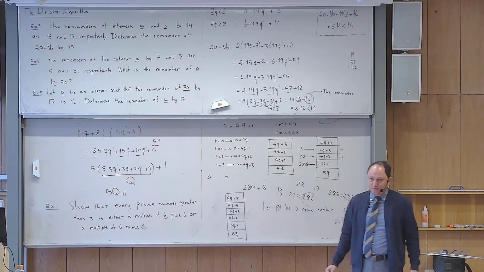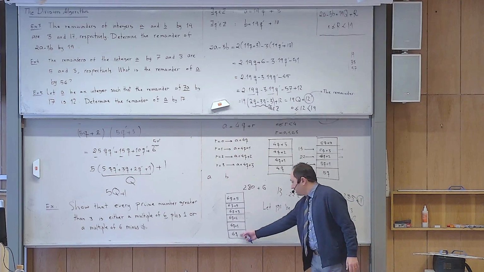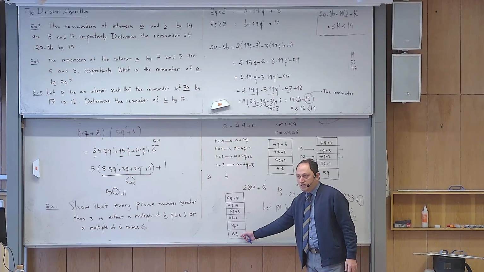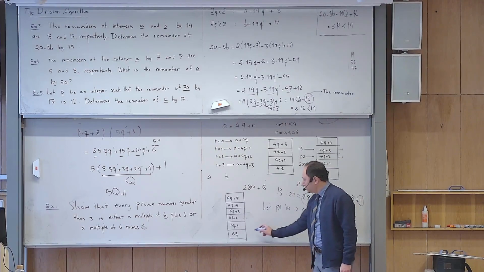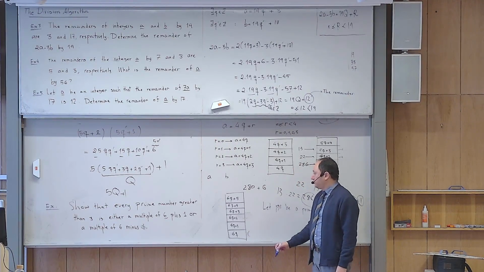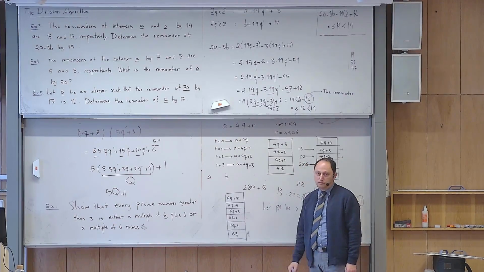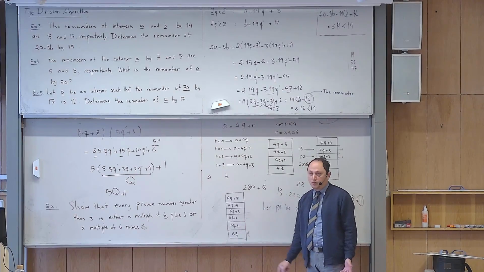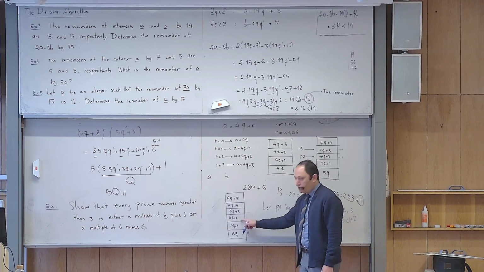Yes, because the numbers that are here are all multiples of 6. They cannot be prime. So the prime number cannot live here. Yes? Is it possible for your prime number to live here? Why not? 6q plus 2, yes, why not? Yes, so you cannot live here.